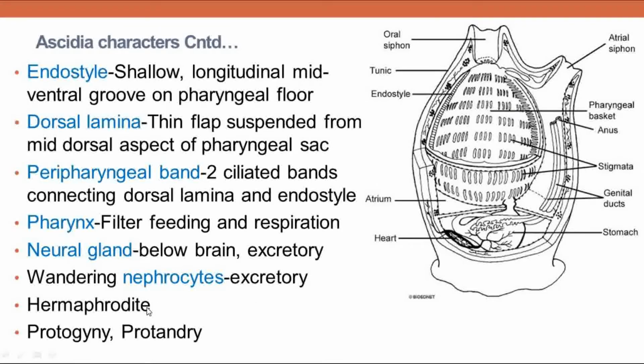They are hermaphrodites, meaning the sexes are united. Then there are 2 mechanisms for reproduction, called protogyny and protandry. Since they are hermaphrodites, they will produce both male and female gametes. If these male and female gametes fertilize each other, the organism produced will be of the same parent.